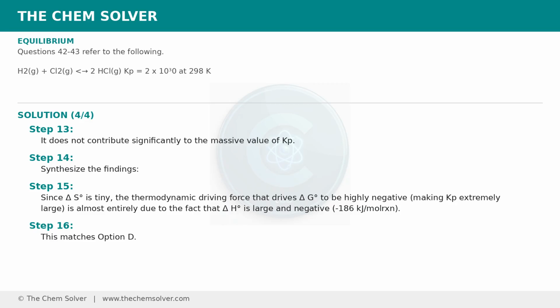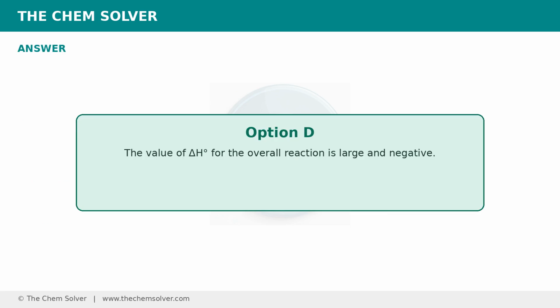Synthesize the findings. Since delta S degrees is tiny, the thermodynamic driving force that drives delta G degrees to be highly negative, making Kp extremely large, is almost entirely due to the fact that delta H degrees is large and negative, minus 186 kilojoules per mole of reaction. This matches option D. The correct answer is option D. The value of delta H standard for the overall reaction is large and negative.